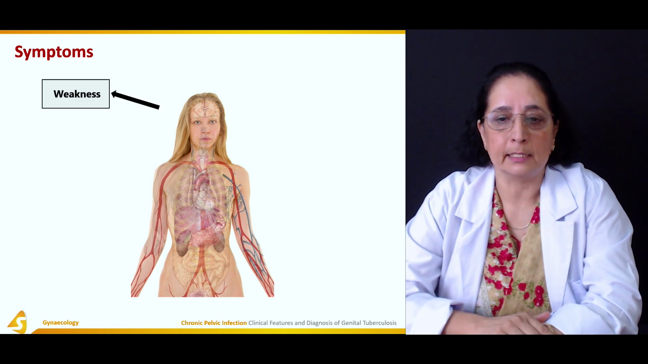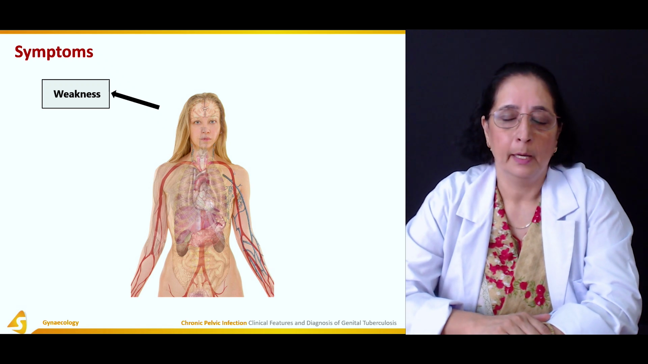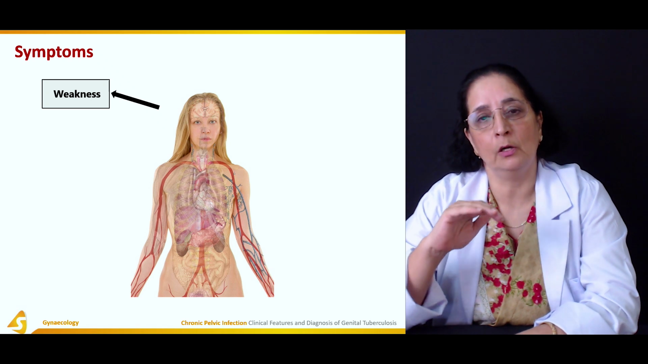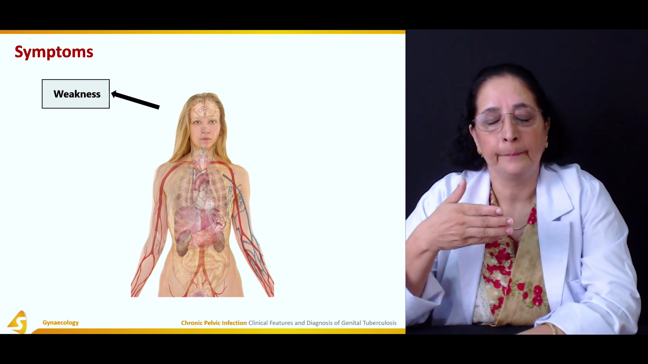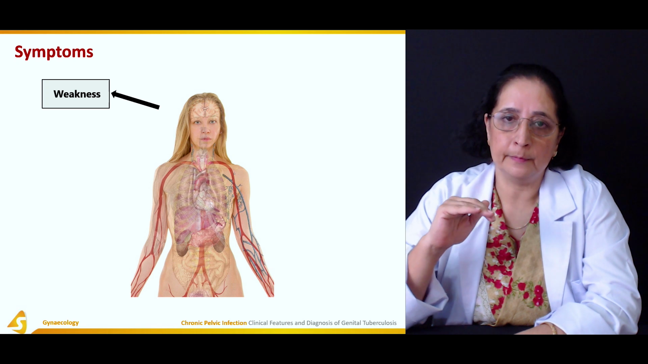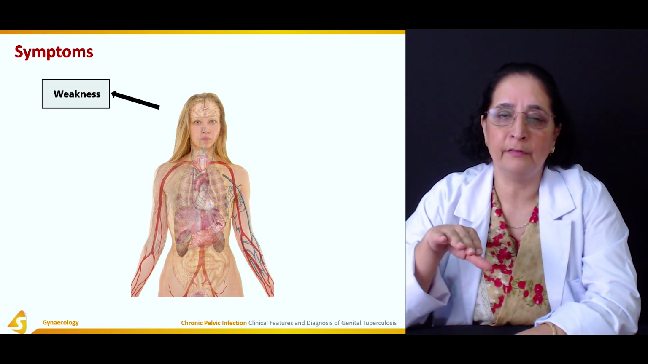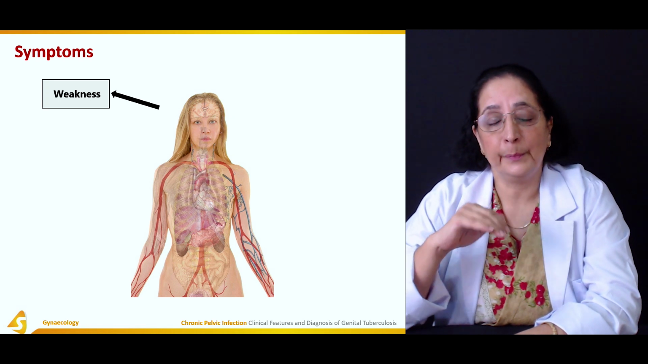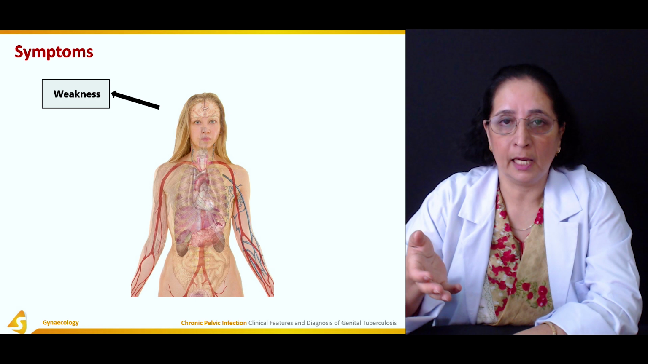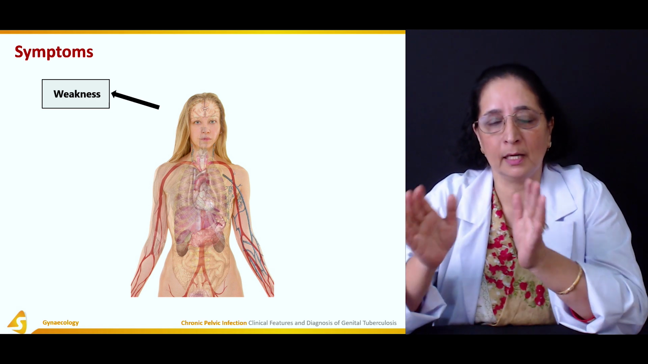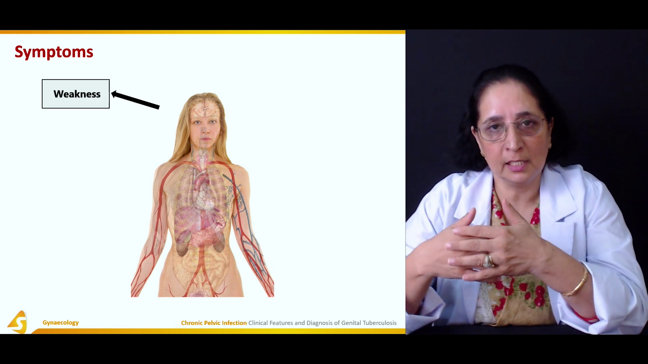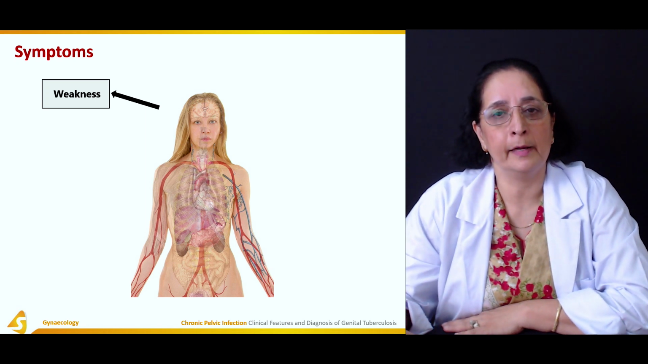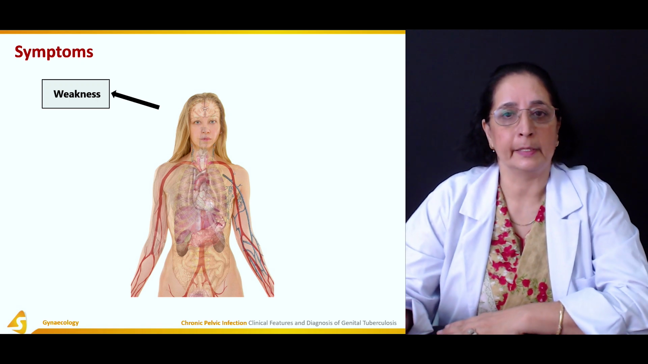Then what are the symptoms of the patient with genital tuberculosis? There is weakness. Weakness is very, very common. Patients with tuberculosis usually have a chronic history of cough. Sometimes they complain of low-grade fever, especially in the evening. They are weak, they are pale, and they don't have any energy. They do little work, they feel shortness of breath and restlessness, and they keep on lying here and there. So weakness is common.